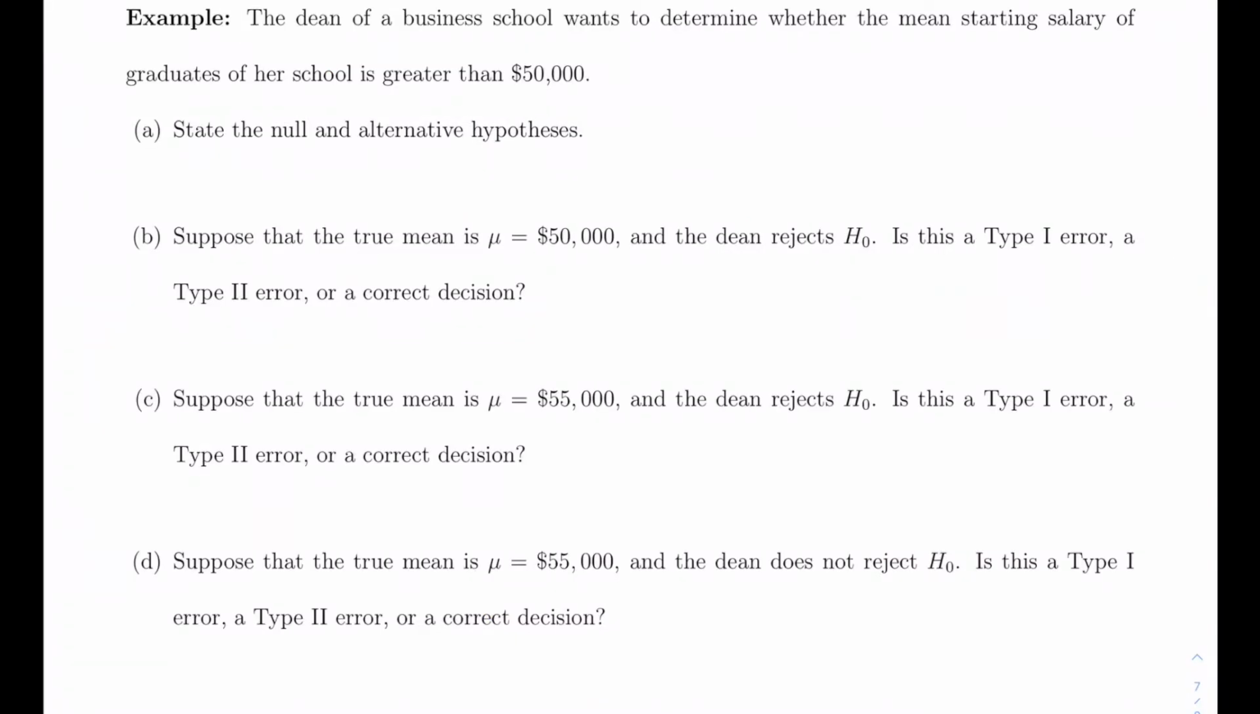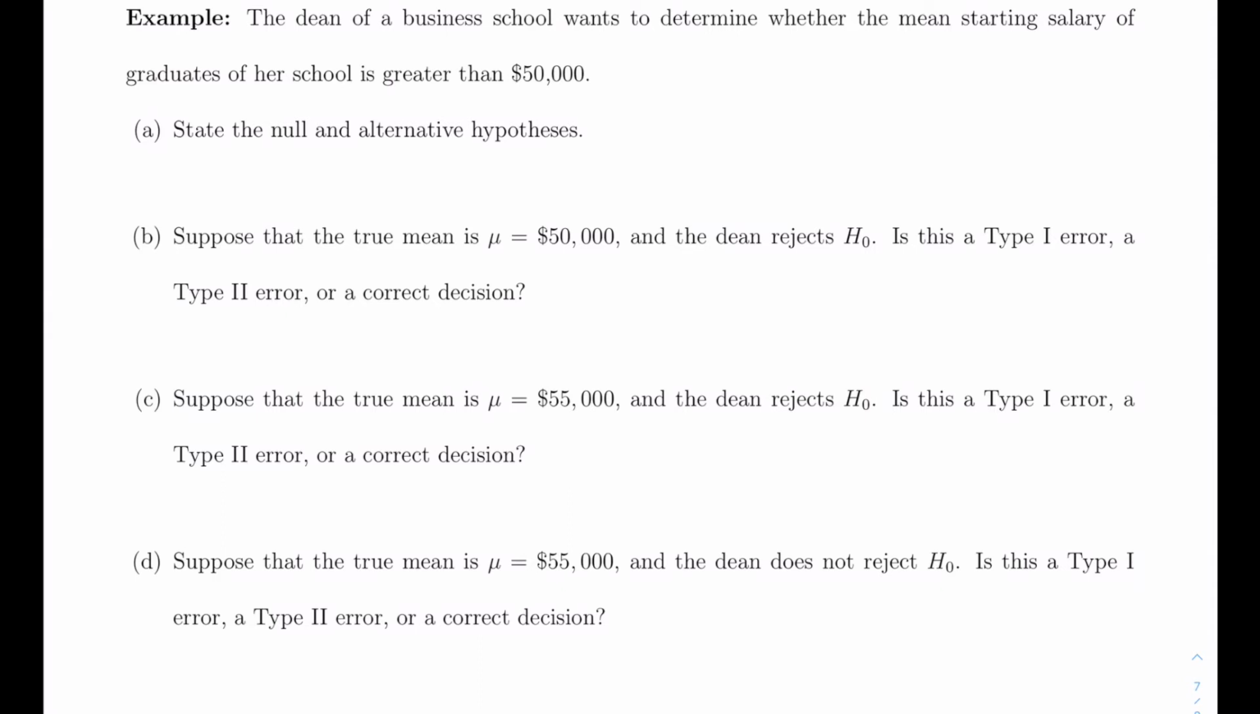So now let's use the information that we just filled out above to answer these questions about whether or not the dean of a business school has made an error. And so she wants to know if the mean starting salary of the students that graduate from her school is greater than $50,000. And so we're going to state the null and alternative hypotheses.